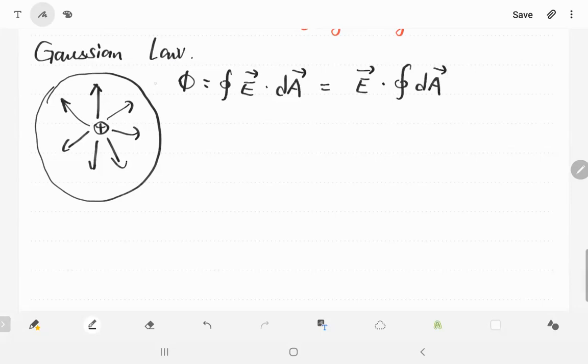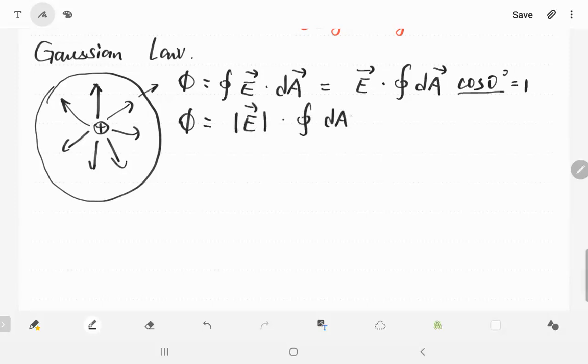Okay, and also we know the surface direction is in the radial direction, and the electric field is also in the same direction. So the cosine theta in between is zero, so that will be equal to one, right? So the flux is equal to the electric field strength times the integral of the surface area. And in math, we know this is the total surface area of the sphere, so that will be equal to the electric field times 4 pi r squared.